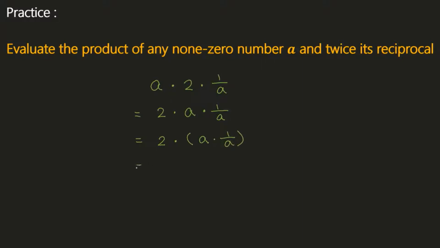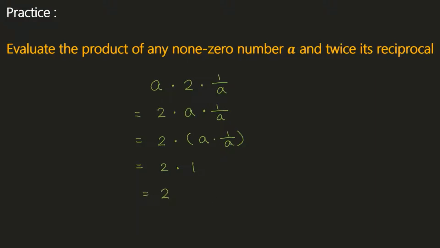And why do we group them together? You might already see the reason. That's because any non-zero number multiplied by its reciprocal is always equal to 1. So the answer is 2.